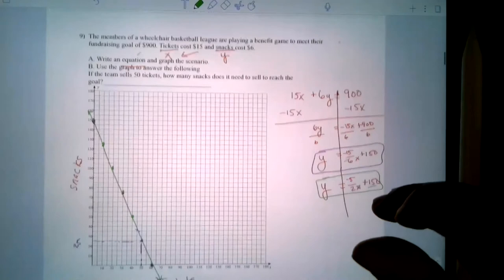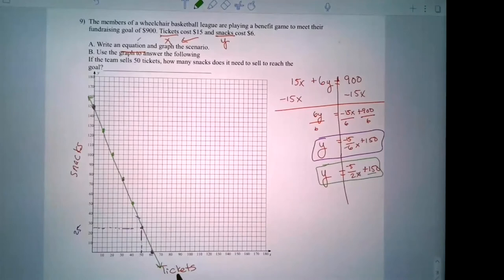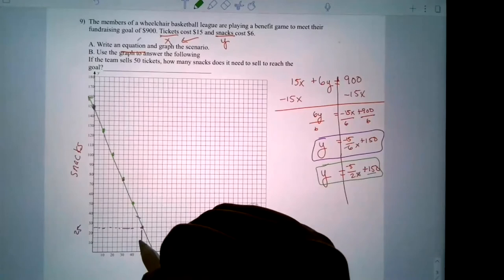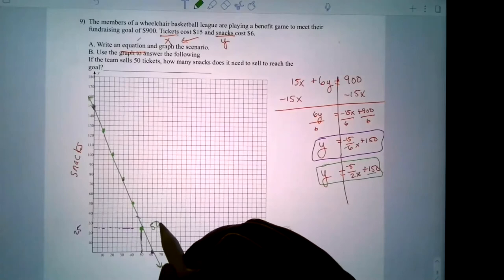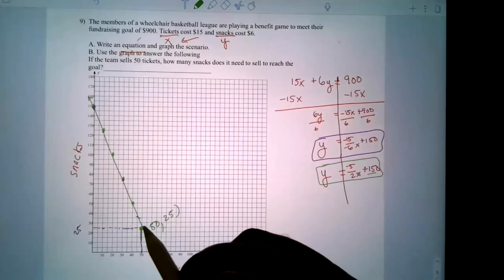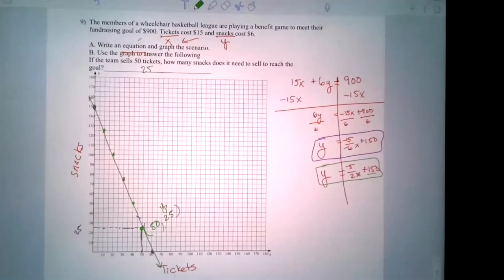So that's the graph. And the question was, if the team sells 50 tickets, how many snacks does it need to sell to reach the goal? Well, since our tickets represented the X, what I want to do is come on the X-axis and find 50 tickets, which is right here. And I want to go up the line of 50 until it meets the graph, which it meets right there. I want to know the coordinate, the ordered pair there. I know the X is 50 and the Y, if I come across, is 25. That 25 represents the snacks. So the answer is 25. That should have been your answer.